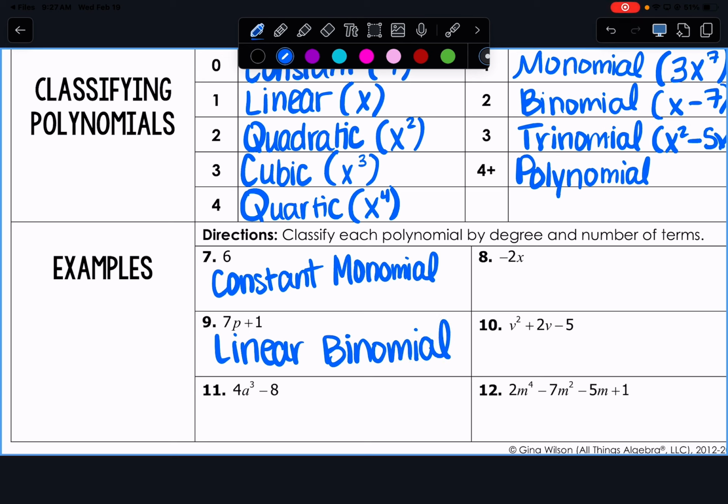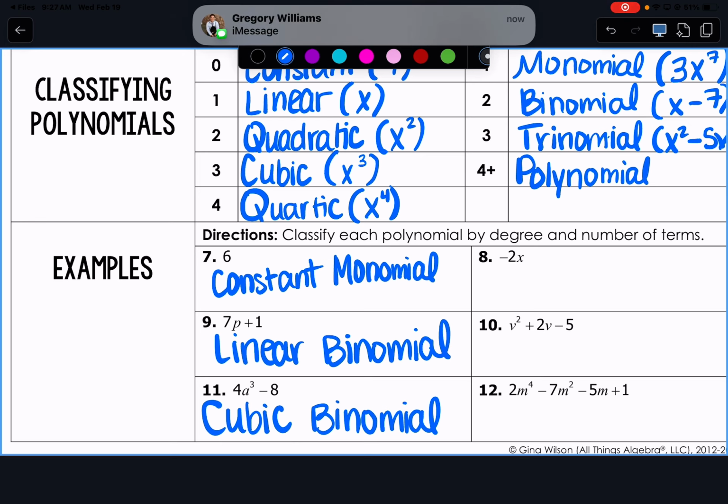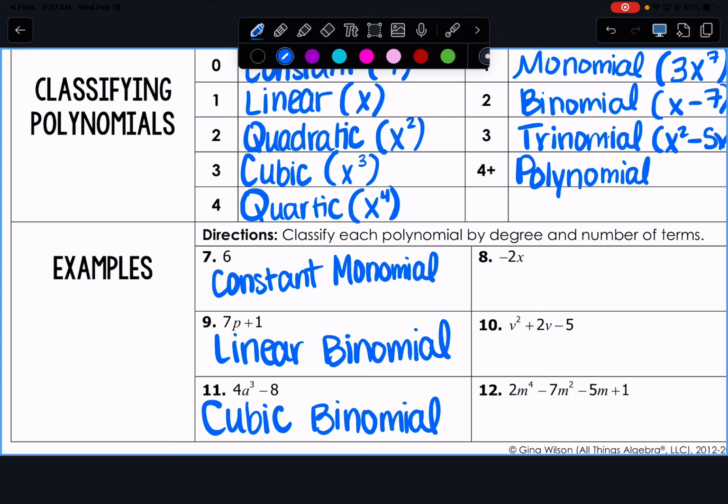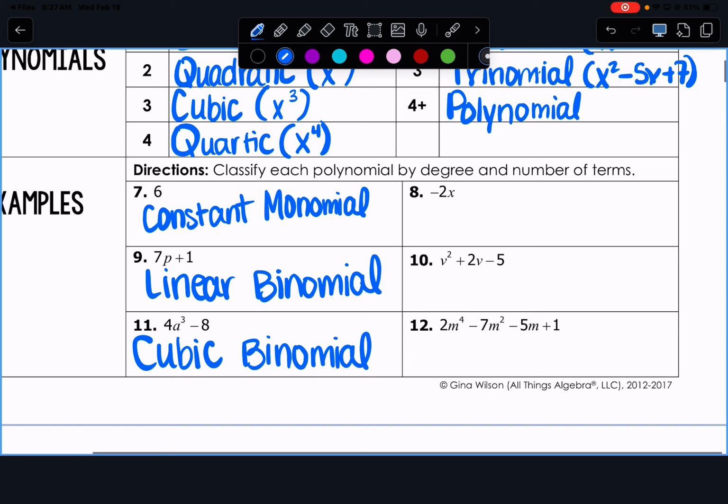Then number 11, what's the biggest exponent? It's cubic. And how many terms? 2, so it's binomial. So it is a cubic binomial. I spelled cubic wrong, I spelled it with a Q. Technically it's not wrong. All right, I want y'all to do 8, 10, and 12 real quick.